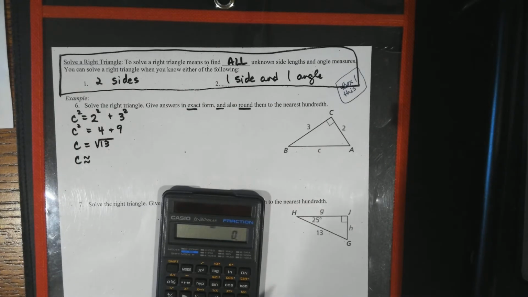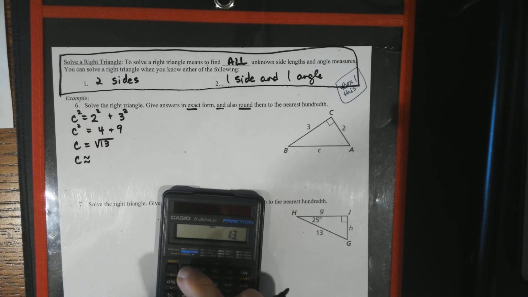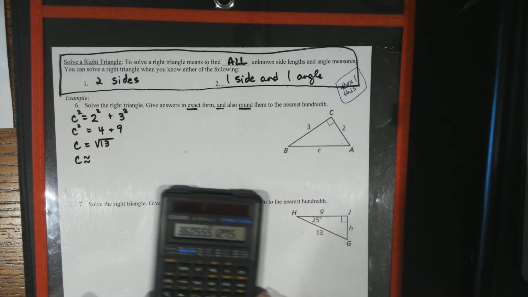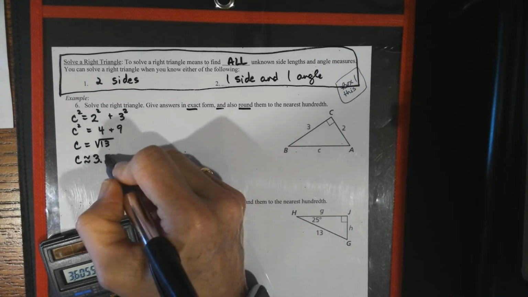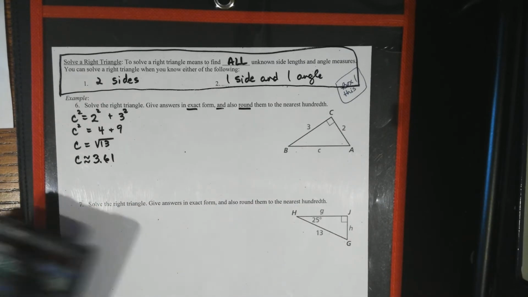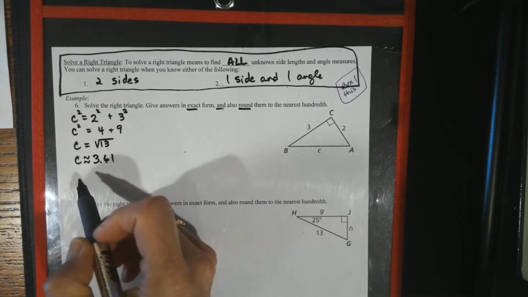If I want to know what root 13 is, I go, where's my square root button? There it is. It's approximately 3.61 because it said hundredth.